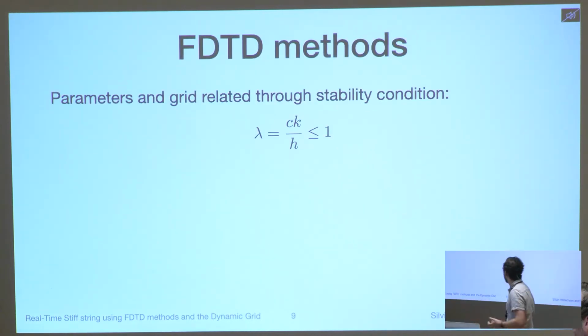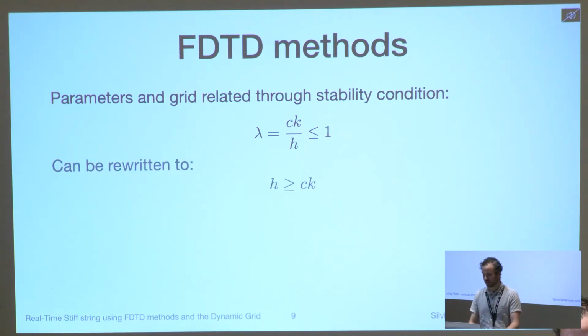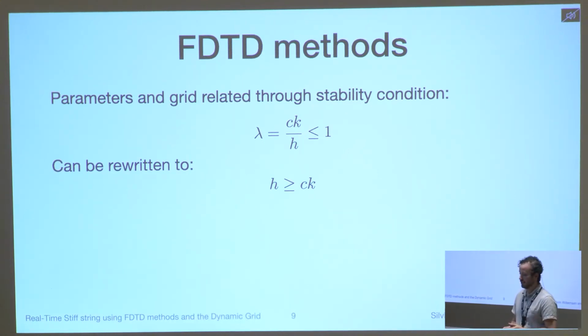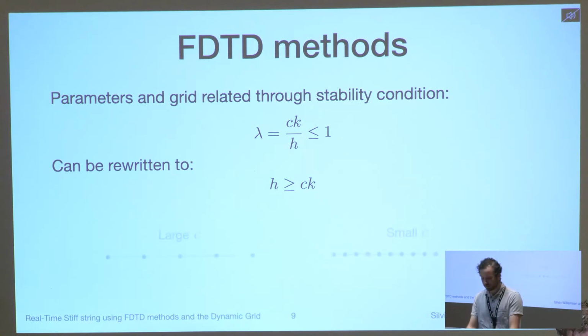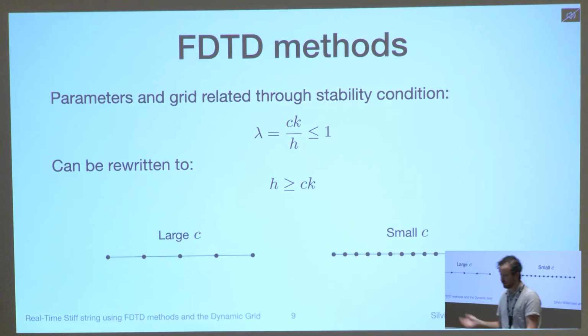So from this condition, we can see that the parameter, c in this case, the wave speed, is related to the grid through the stability condition. So what we usually do is we rewrite this condition in terms of the grid spacing. We have a desired wave speed, and we know our time step k based on our sample rate. So now we have a definition for h. We can now also see that for a large wave speed, we need to deal with a larger grid spacing. For a smaller wave speed, we can have a smaller grid spacing.